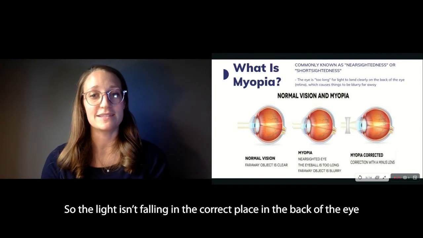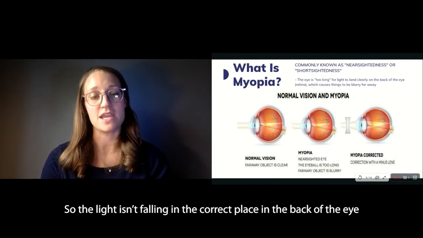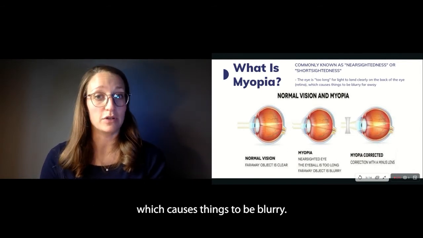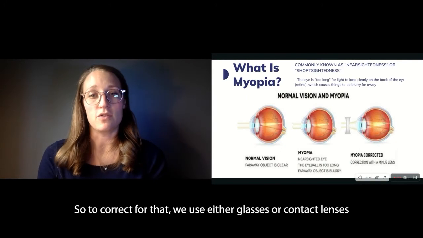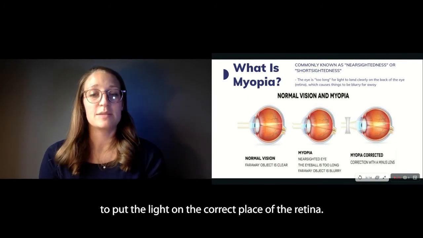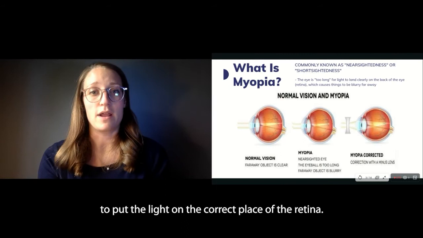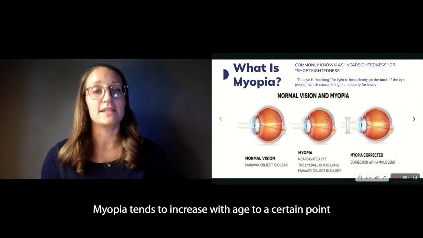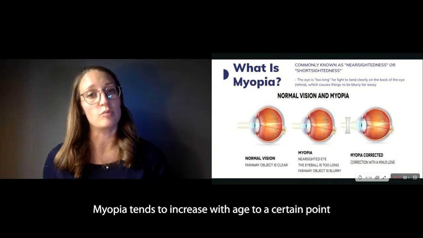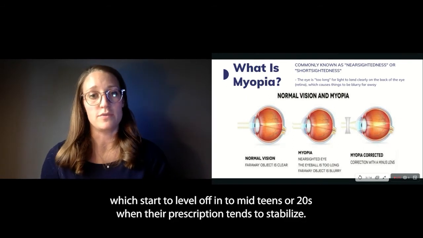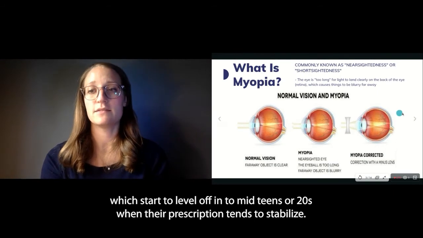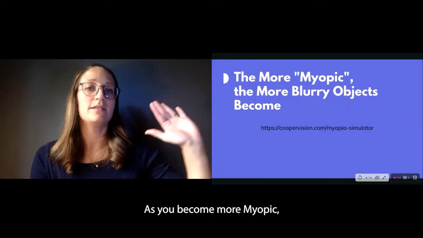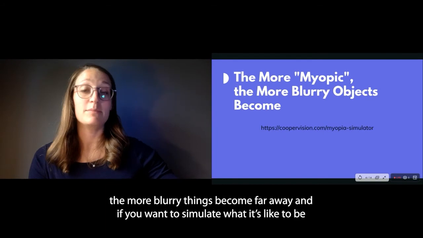And so the light isn't falling in the correct place in the back of the eye, which is causing things to be blurry. To correct for that, we use either glasses or contact lenses to put the light on the correct place of the retina. Now, with time, myopia tends to increase with age to a certain point where it starts to level off into our mid-teens or 20s, and then our prescriptions tend to stabilize. As you become more myopic, the more blurry things become far away.